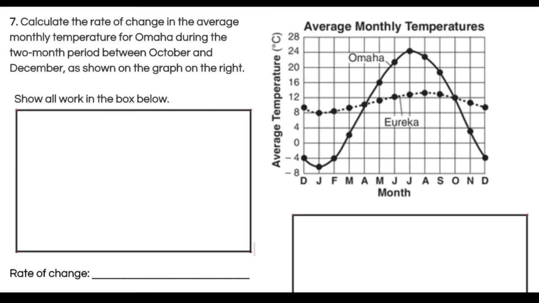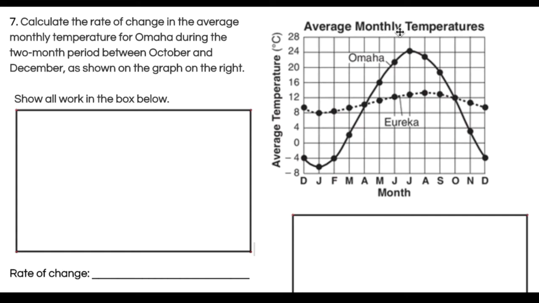So here we have our quiz that we took earlier in class. We have one of the questions from this quiz. It says: calculate the rate of change in the average monthly temperature for Omaha during the 2-month period between October and December, as shown in the graph on the right. So first, before we show our work and calculate an answer for the rate of change, we must understand what we're dealing with.